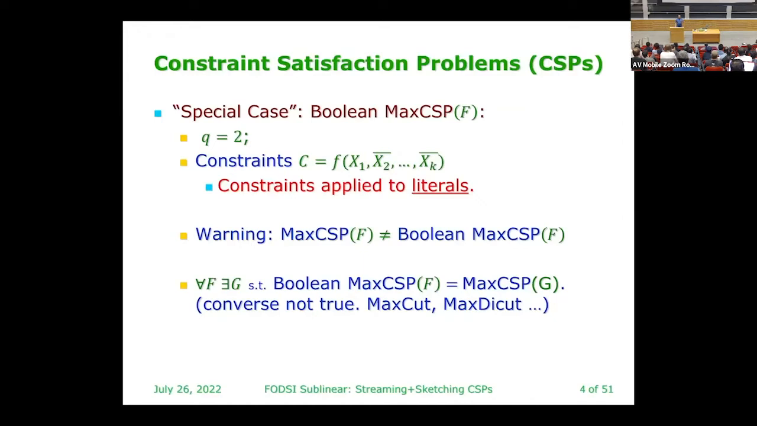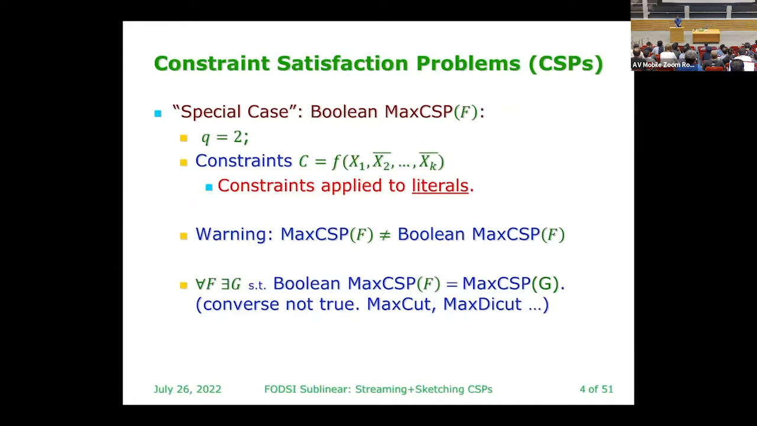They say every constraint can be applied to literals rather than to variables. So you can apply a constraint, for instance, that A or B or C should be satisfied, to variable A1, X1, the literal, the negation of X2, and X3. In our case, we will not allow this, which actually makes our setting richer, because there exist problems that you can phrase in our model, like the cut problem, the die-cut problem, that you cannot express if you are forced to use literals.